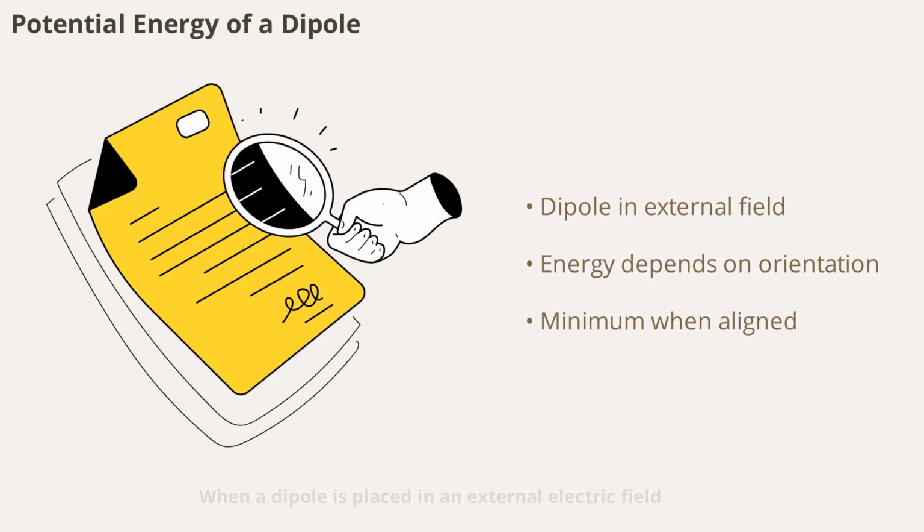When a dipole is placed in an external electric field, it experiences a torque and potential energy change. The potential energy depends on the orientation of the dipole relative to the field. The minimum energy occurs when the dipole aligns with the field, and the maximum when it's opposite. This principle is important in understanding molecular behavior and the operation of devices like electric motors.